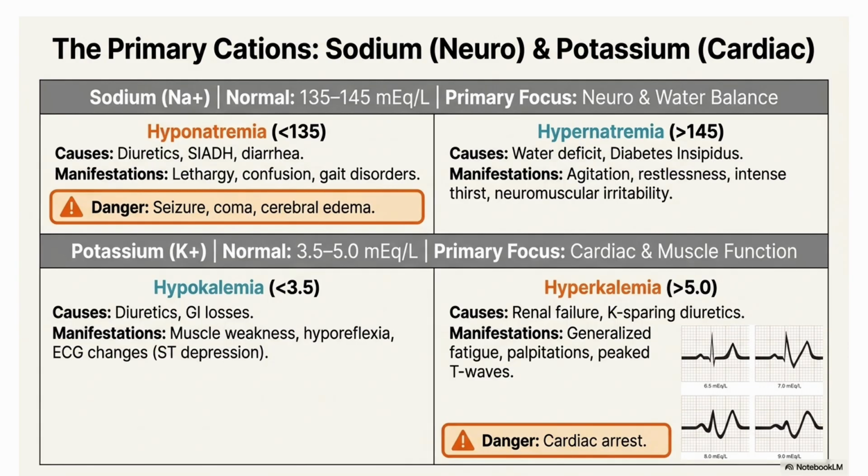Here is a cheat sheet on some of the cations. For example, the major ones, sodium and potassium. Remember, sodium, think neuro and water balance. Potassium, think cardiac and muscle function. The signs and symptoms of imbalances in potassium or sodium are based on what they affect. For sodium, signs and symptoms would include neurological symptoms, for example, agitation, restlessness, thirst, neuromuscular activity, and lethargy, and dangerous signs and symptoms are seizures, coma, cerebral edema.